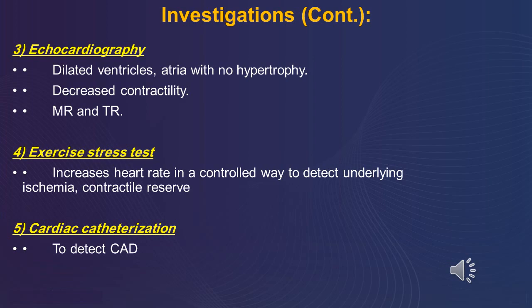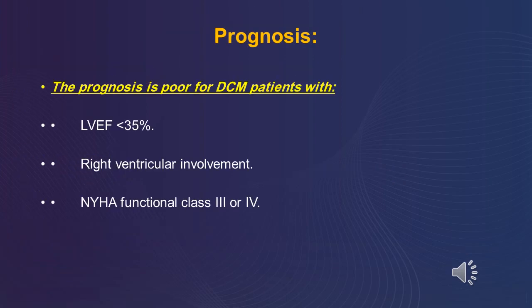Fifth investigation, you can do cardiac catheterization to detect coronary artery disease. The prognosis of DCM is poor, especially in patients with left ventricular ejection fraction less than 35%, or the patient who has right ventricular involvement, or the patient presenting with NYHA functional class 3 or 4.